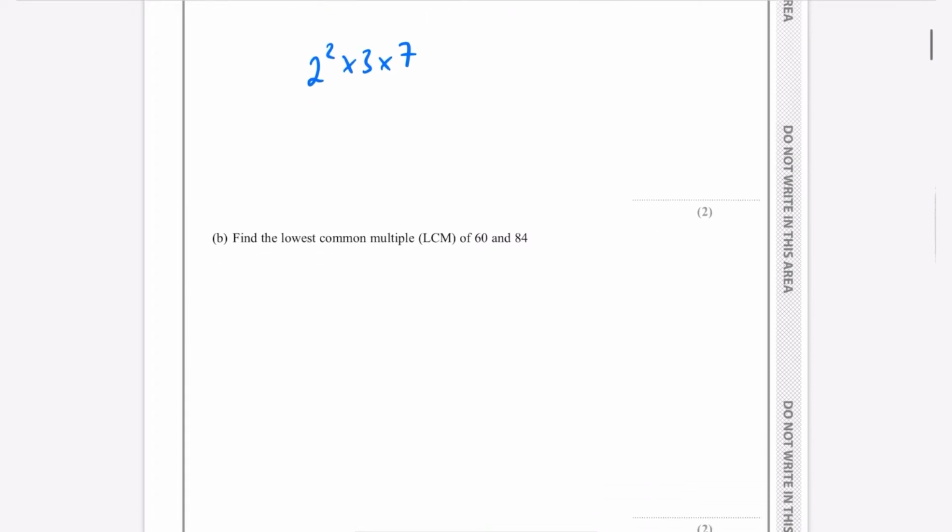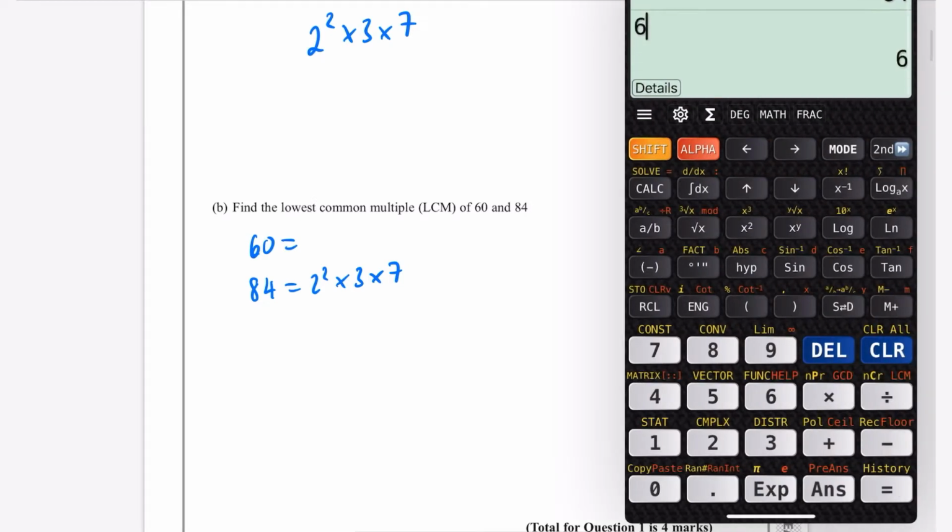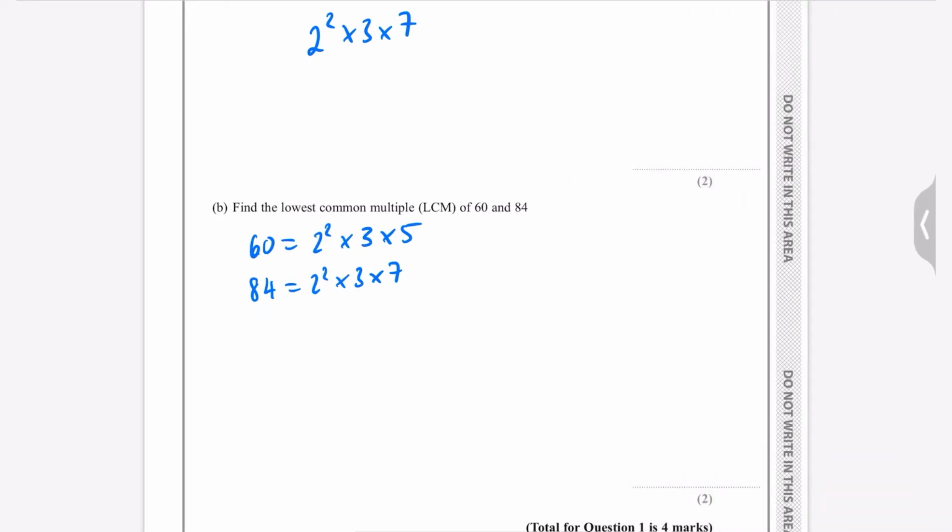It then wants you to find the lowest common multiple of 60 and 84. Well, we've already got that 84 is 2 squared times 3 times 7. I'm going to do the same thing with 60 because I think that's going to be quite good to do. So I press 60 equals and then shift fact, and we get 2 squared times 3 times 5. Now there's lots of different ways that you can do this. I do with my students, when you think of the lowest common multiple, you ask yourself the question, what wins? In other words, what things have the highest powers?